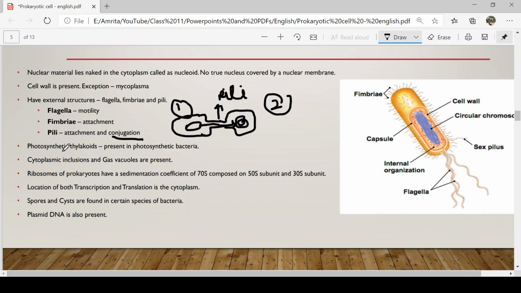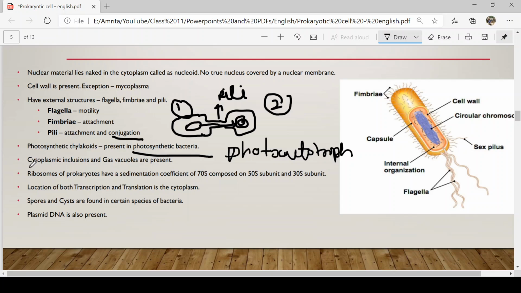Next, photosynthetic thylakoids are present. So as soon as we hear the word thylakoid, the first thing that comes to our mind is chloroplast. So always we associate it with chloroplast in plants. So here also thylakoids have the same function, but they are present in bacteria, and we call these bacteria photosynthetic bacteria. They have the ability to photosynthesize, and we have a specific name for that as well. They are called photoautotrophs. Photo means light, autotroph means they can prepare their own food. Photoautotroph. So, photosynthetic thylakoids are present in photosynthetic bacteria.